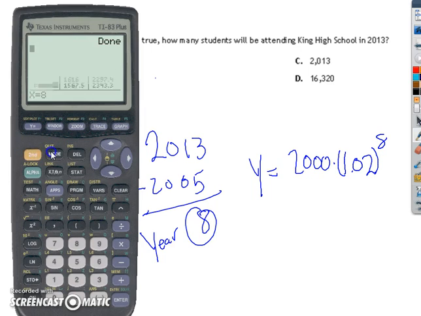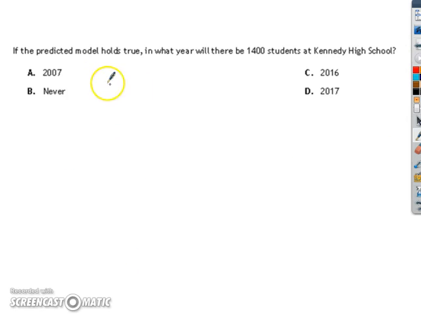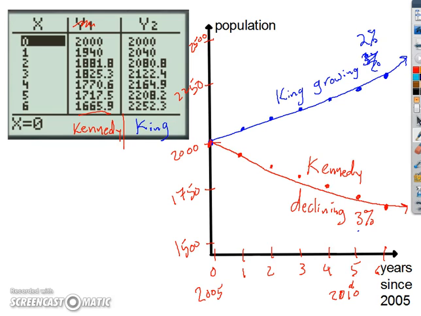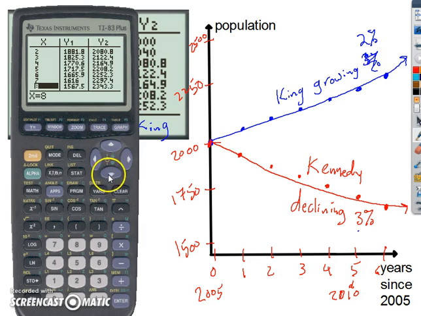Might be easier for you to see just doing it this way. 2,000 people to start with times 102% raised to 8 years. This is 2,343 people. And now we want the next question. What year will there be 1,400 students? So I'm working backwards here. So let's see, this was Kennedy High School, and I want to go down here until I reach 1,400 students. So at what time does that happen? So how many years do I get down to 1,400? And the easiest way to do that again is with the table. So I'm going to keep going down, and it occurs between here and here. If I wanted to get it exact, I could find the intersection, but the important thing is that it occurs during year 11. So between year 11 and year 12.